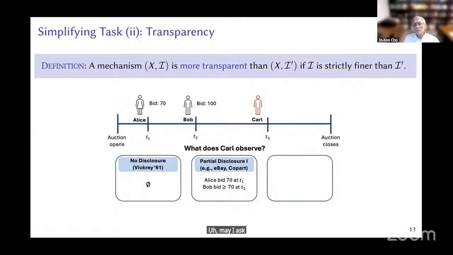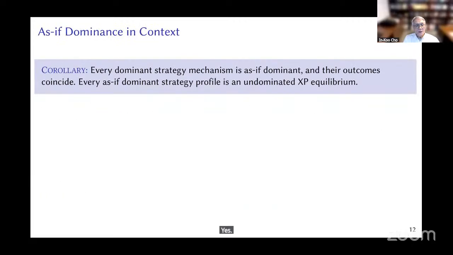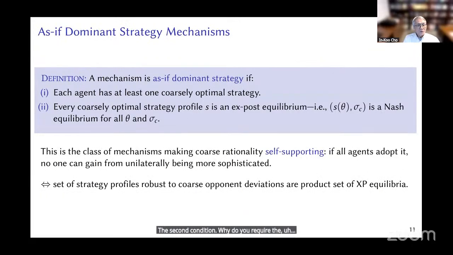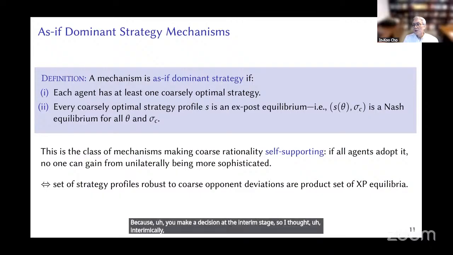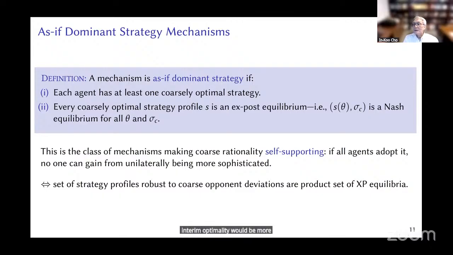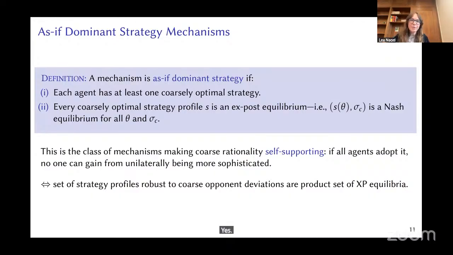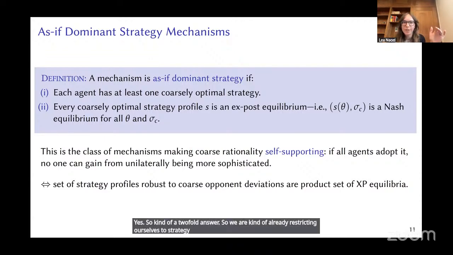May I ask one question about the definition of equilibrium? Yes. Why do you require the second condition? Why do you require the strategy profile to be an exposed equilibrium rather than interim? Because you make a decision at the interim stage, so I thought interim optimality would be more natural. Yes. So, a twofold answer. We are already restricting ourselves to strategy proof implementable choice rules with the first requirement.